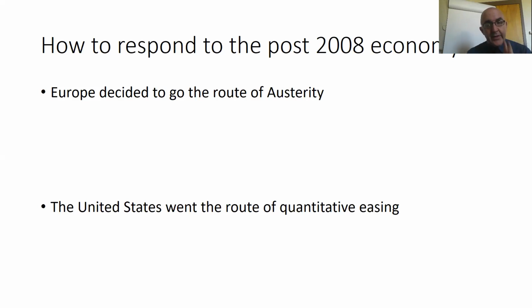The US thought, okay, not only are we the world's biggest economy, but so much of the world's economy rests on us. If we go down the route of austerity, it's going to be destructive for us and for anyone who trades with the US, which is the rest of the world. So to stop an enormous recession going through the rest of the world that would have been very, very destructive, the United States went the route of quantitative easing.